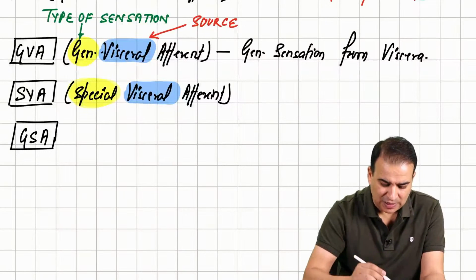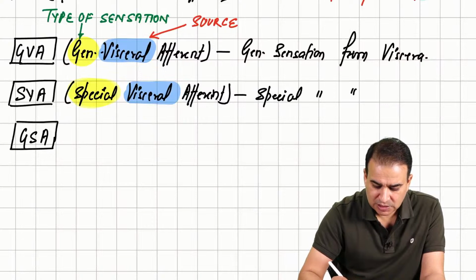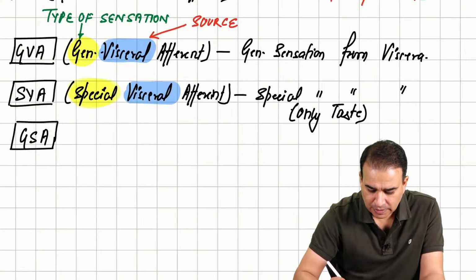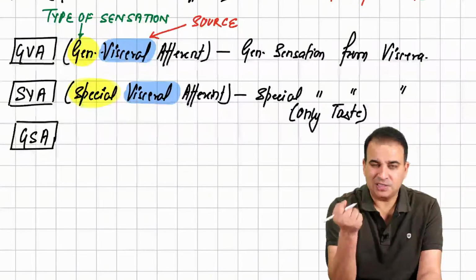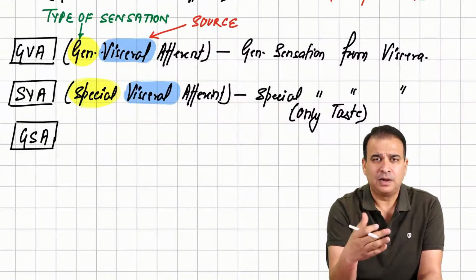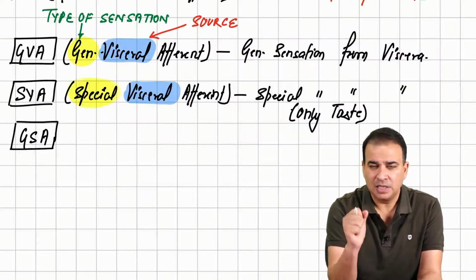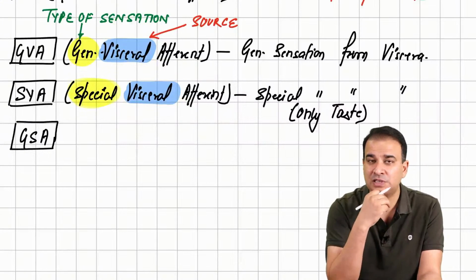And when I say SVA, SVA means special sensation from the viscera, and you will see a catch here. What is included in the special sensation from viscera is only taste. Now, don't be surprised, my friends, if I say taste is the only special sensation coming from viscera. There is, I would say, a little controversy on that. Some say olfaction is also there, but I'll go with Gray's Anatomy in this. The special sensation from viscera is only taste.